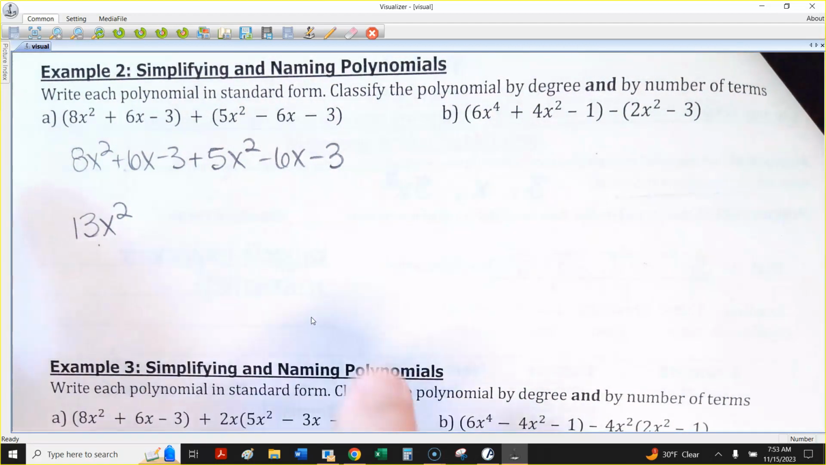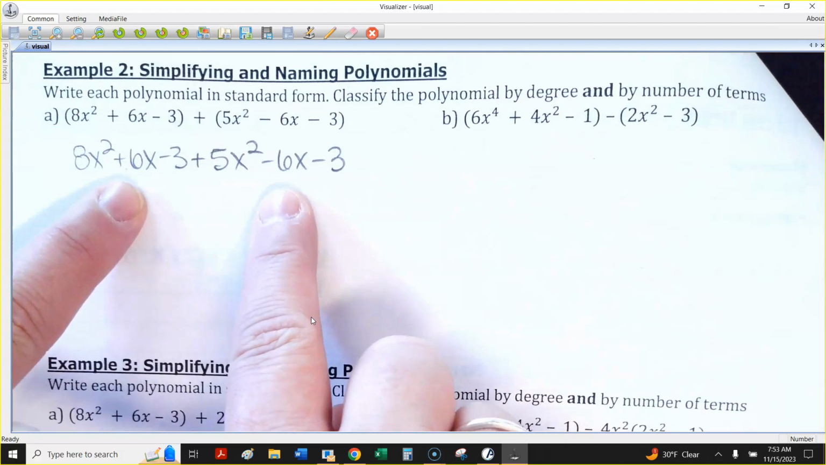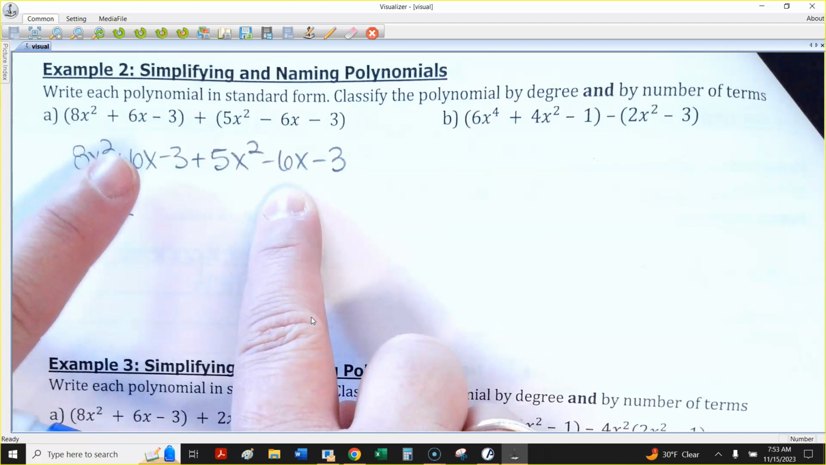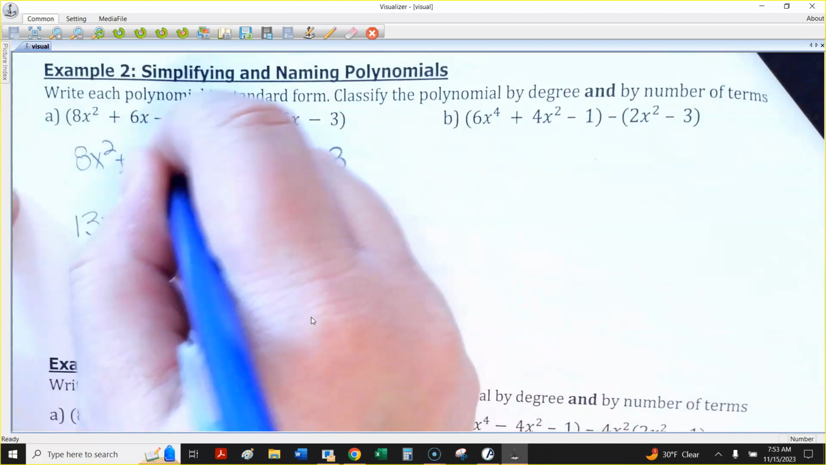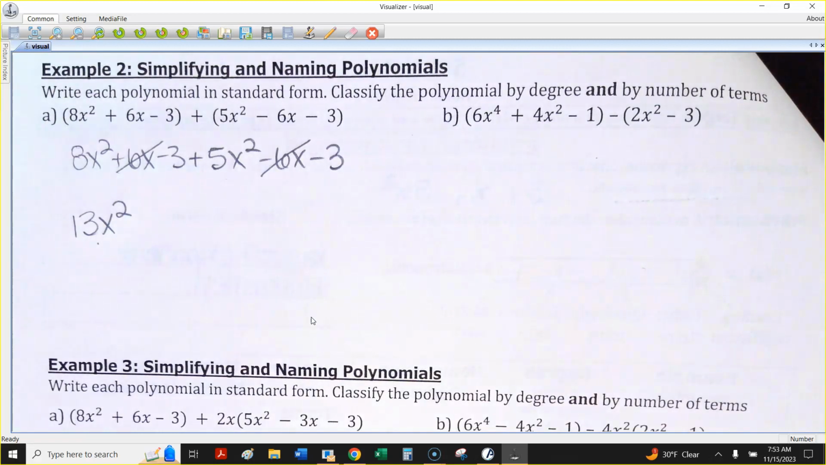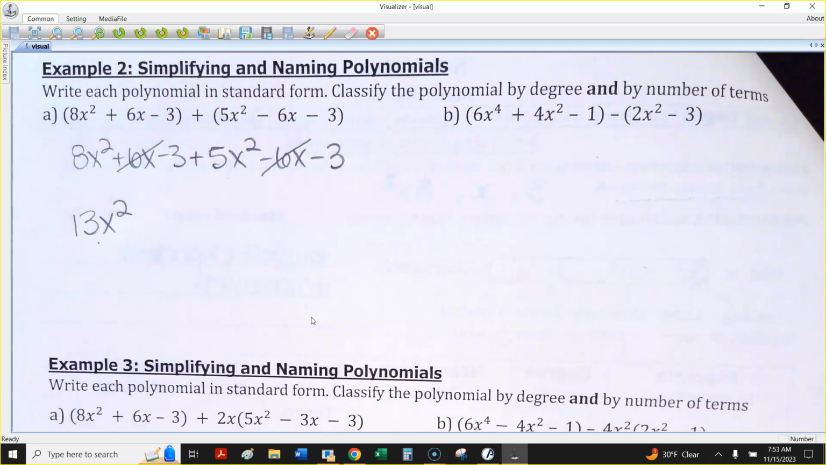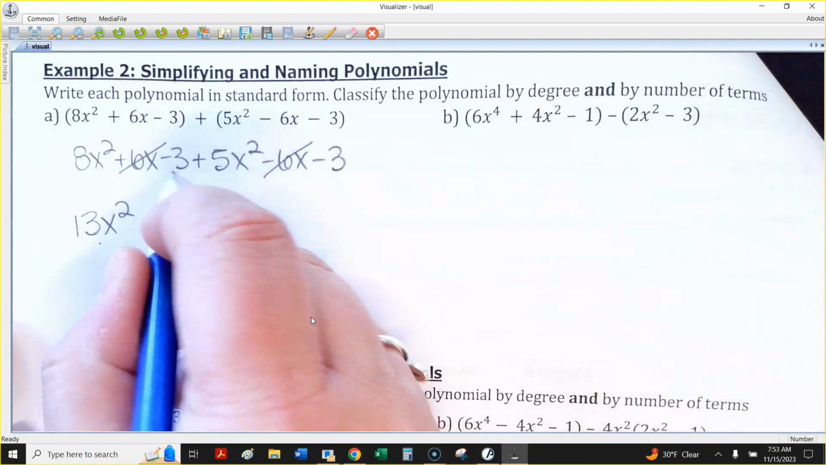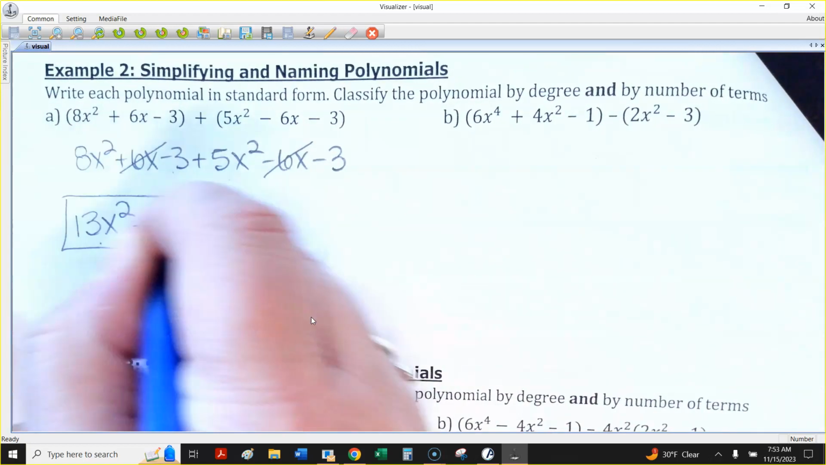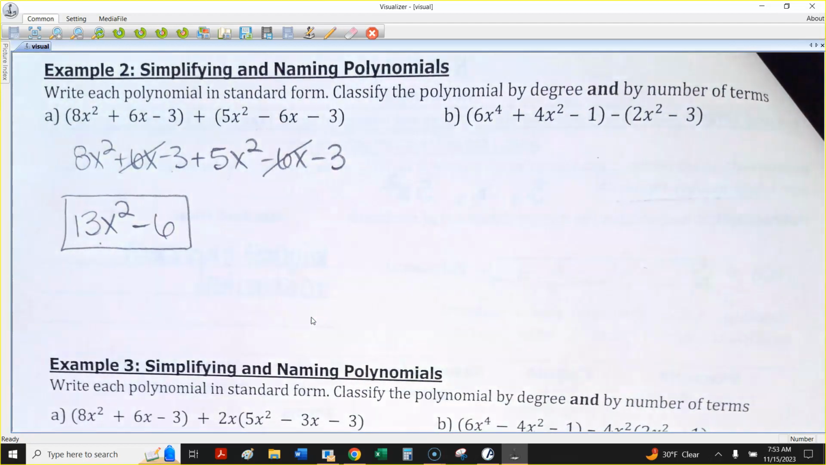Okay, now how many x's do I have? 0. It's a little weird. They actually cancel out because I have a positive 6x and a negative 6x. So no x. That's okay. You don't have to have every term represented. All right, what would my constant term be here if I combine like terms? It would be -3, so this would be -6. So after I add those together, I end up with 13x squared minus 6.